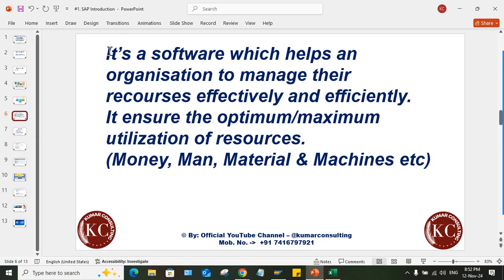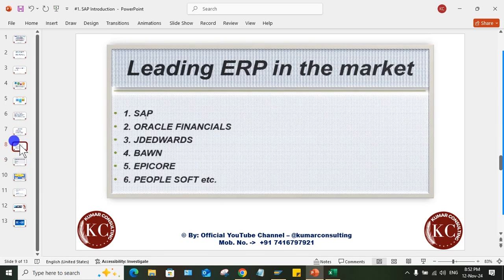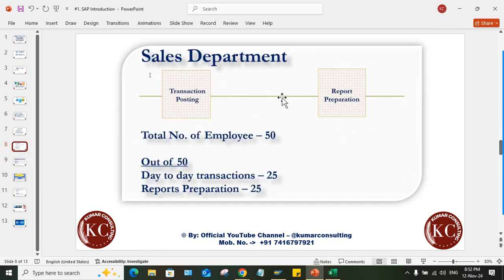If you talk about it, as I've written here, it is software. Software means something that is going to help an organization utilize its resources effectively and efficiently. Now, take the example I quoted here: the sales department of Tata Motors. Say Tata Motors is not using any ERP right now.